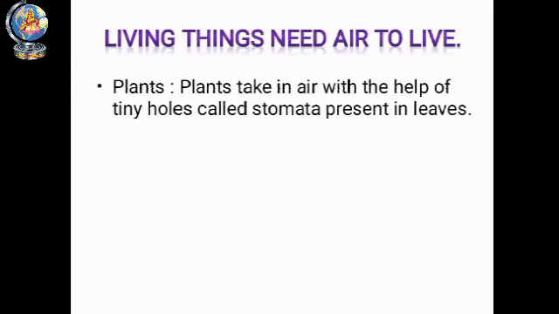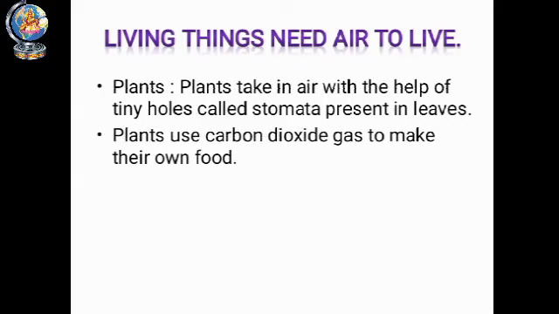See here. Now living things need air to live. So plants take in air with the help of tiny holes called stomata present in the leaves. Stomata are tiny holes. I'll show you a picture. Plants use carbon dioxide gas to make their own food, right? For making food, one more thing we have discussed is water. Now carbon dioxide gas is required. It will connect you with photosynthesis. So keep this in your mind about plants.